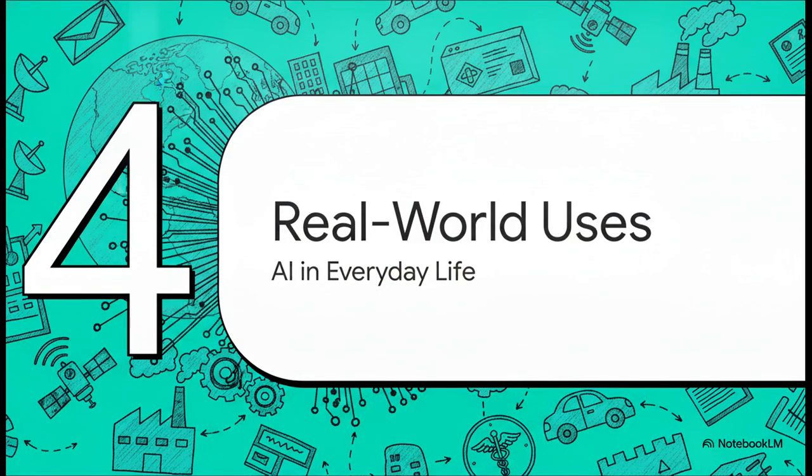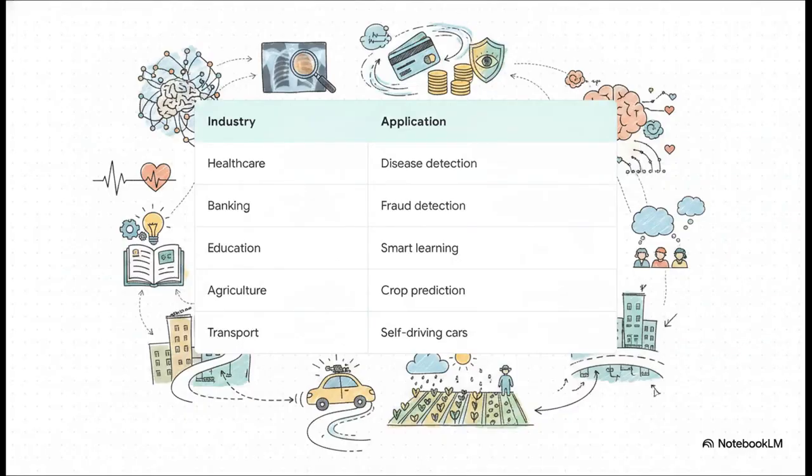Section 4, Real-World Applications, Neural Networks in Your Everyday Life. Now, this step-by-step learning process isn't just some abstract academic exercise. It is actively revolutionizing practically every industry out there. Take healthcare. Networks are analyzing complex medical images for early disease detection. In banking, they're instantly verifying credit card transactions to block fraud.